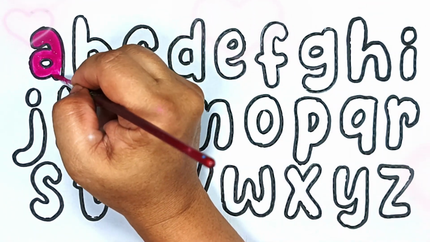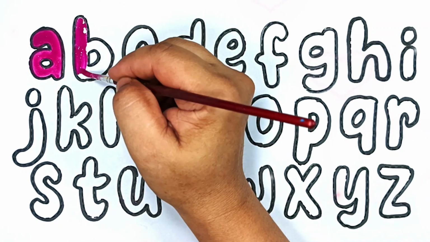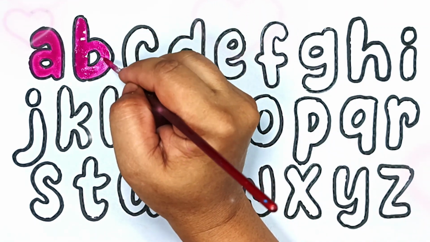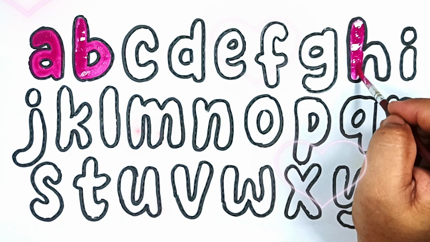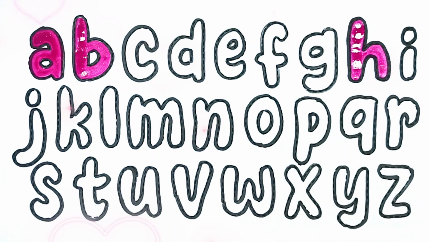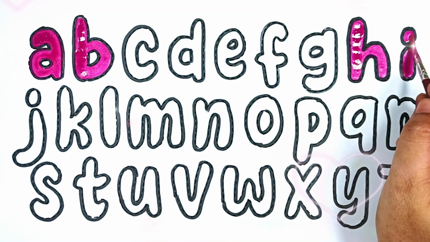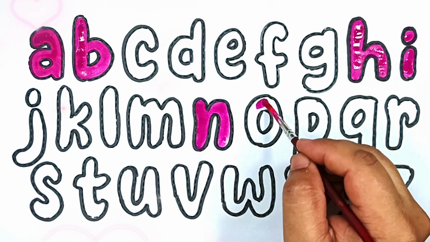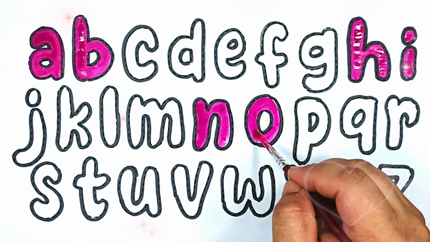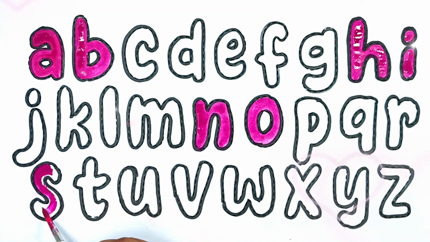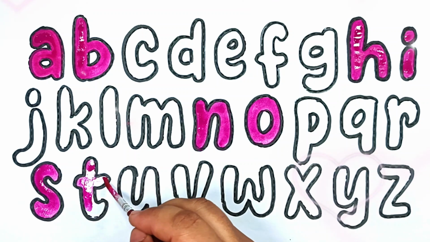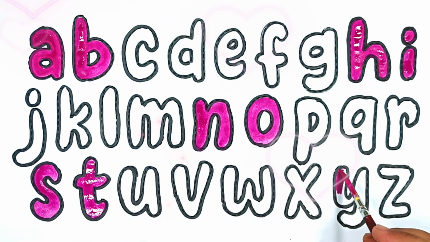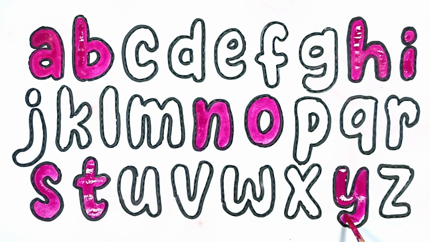A for ant. B for banana. H for horse. I for igloo. N for nurse. O for owl. S for snake. T for turtle. Y for yacht. Z for zoo.